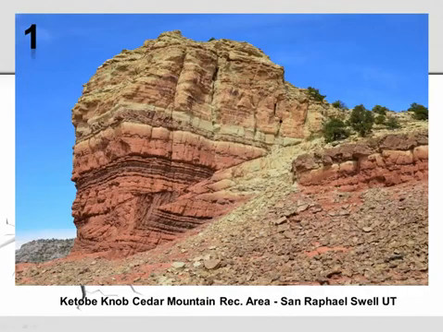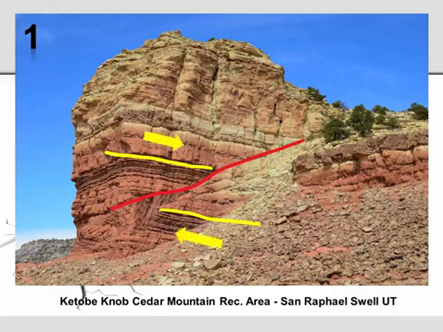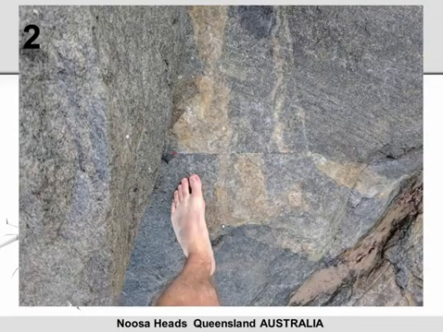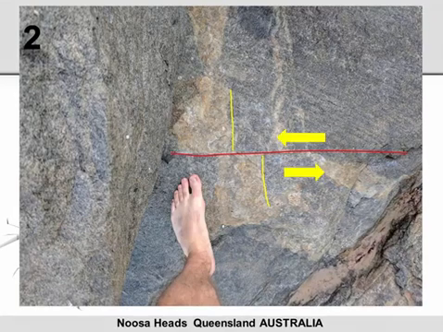Number 1, Katobe Knob in the San Rafael Swell in Utah. First, we identify the fault plane, located here. Then we identify the layers that used to line up, here and here. So we can see, because of the overlap, this must have formed from compression or convergent motion. Number 2, Noosa Heads in Australia. Again, the first thing to do is identify the fault plane, located here. Then the layers as they used to match up, here and here. Because of the lateral offset, we understand this must have been a transform or a strike-slip fault.